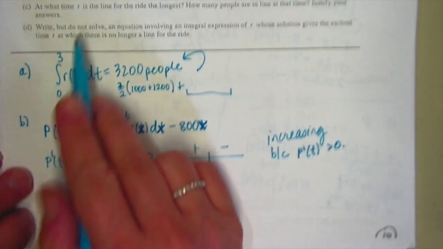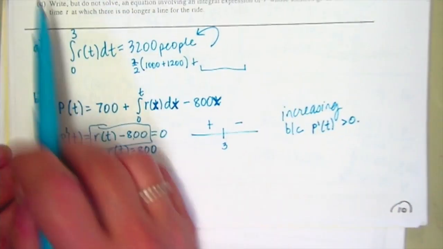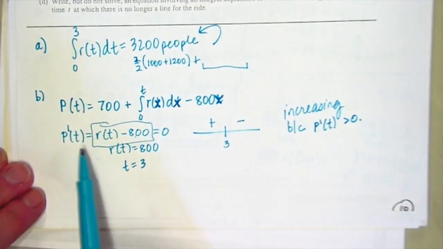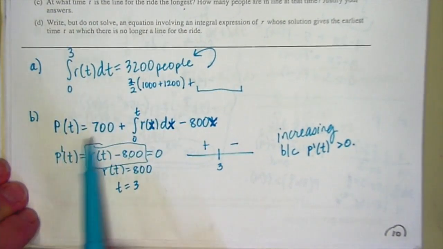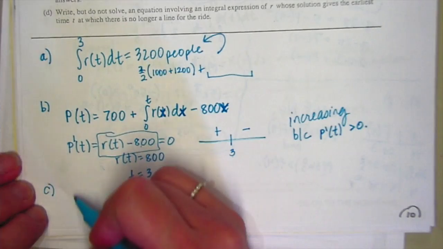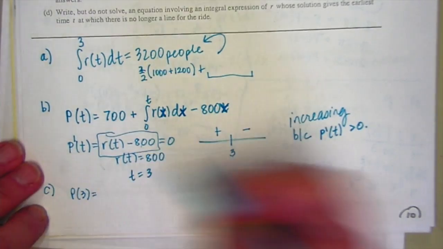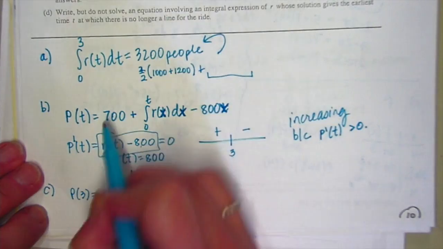Part C, at what time is the wait the longest and how many people are there? So part C, actually what I did in part B is going to come in kind of handy. If I'm going to try to figure out when it's the longest, I'm going to try to maximize this function. Well, I figured out here that there's a maximum there, and I'm assuming that's going to be the case. So let me try to calculate what P of 3 equals and make sure it's actually greater than 700, which of course it has to be.